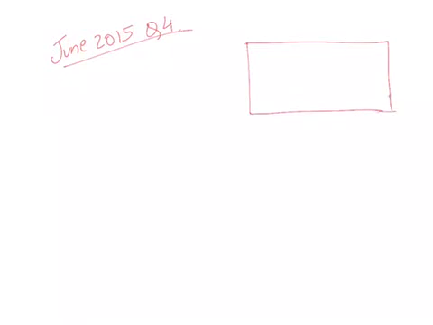So we are working on June 2015, question 4. So this question is talking about a landscaper, and they've got a rectangular flower bed, but they've given us some pieces of information. So if this is the length, let's say if this is x, if this is our width, they've given us this, that the width is half of the length.